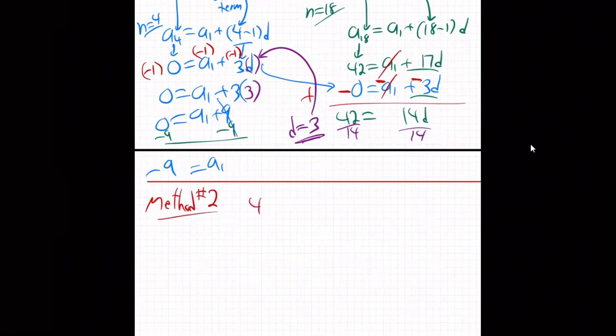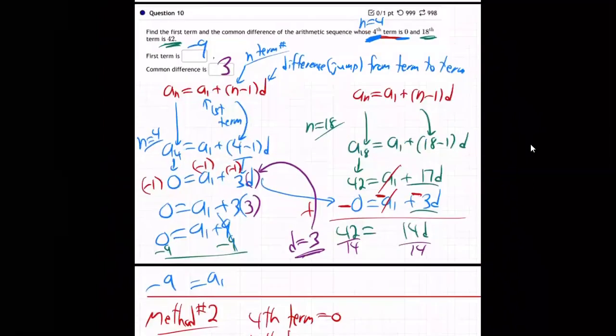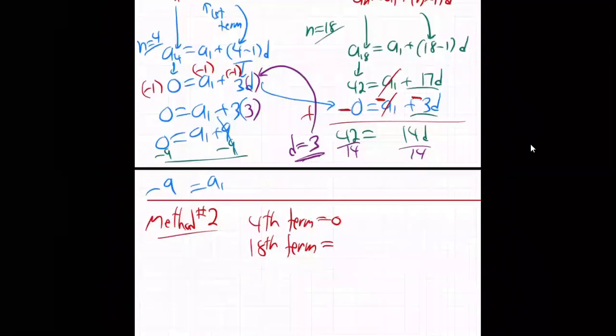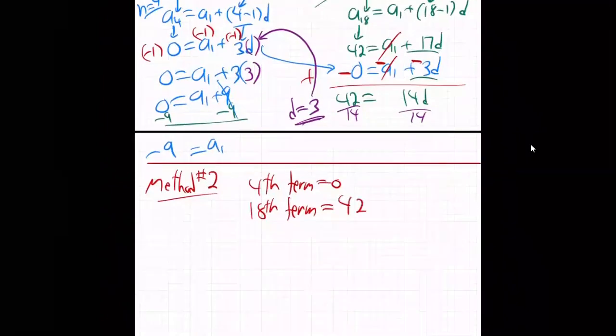Method number 2. The fourth term is 0, the 18th term was 42, they told me. Okay, that's what they told me in the beginning. Well, how far is it from the fourth term to the 18th term? Subtract that. 18 minus 4 equals 14 jumps, right? To get from the fourth term all the way out to the 18th term is 14 jumps.